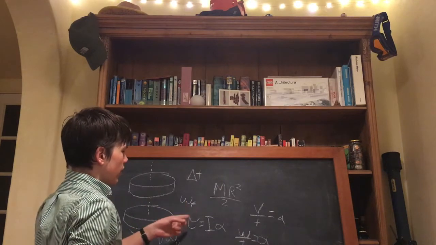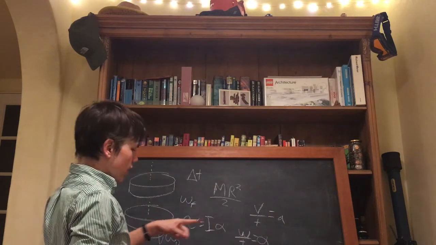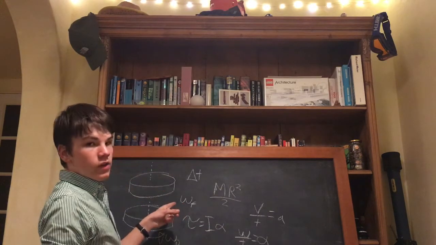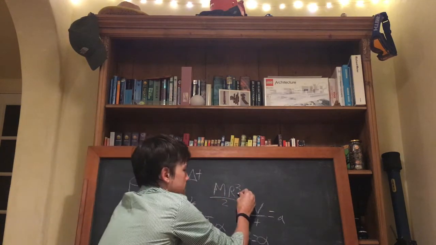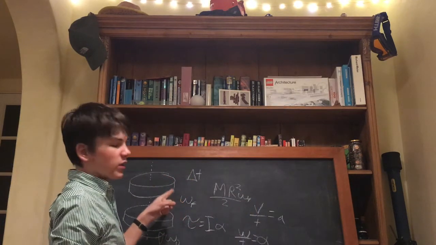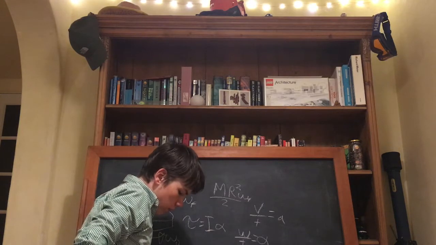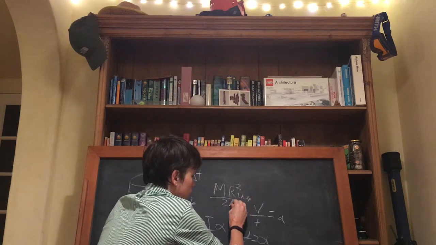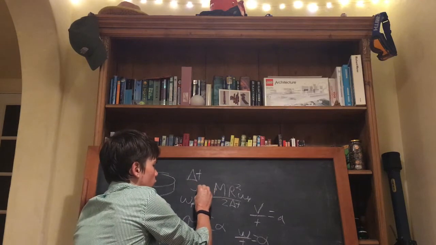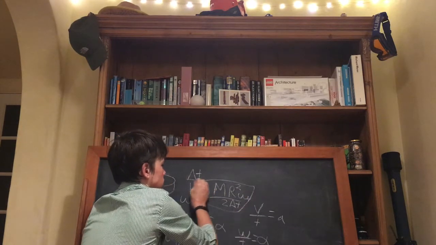So now we can incorporate it. We know that the angular velocity would be the angular velocity final. However, remember we need to incorporate t. So all of this is divided by delta t. And this is equal to torque.